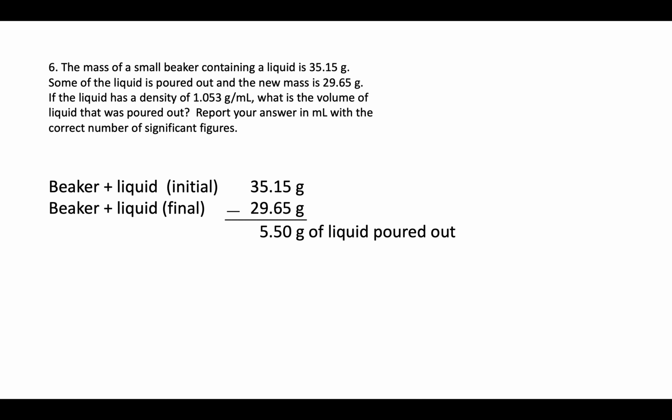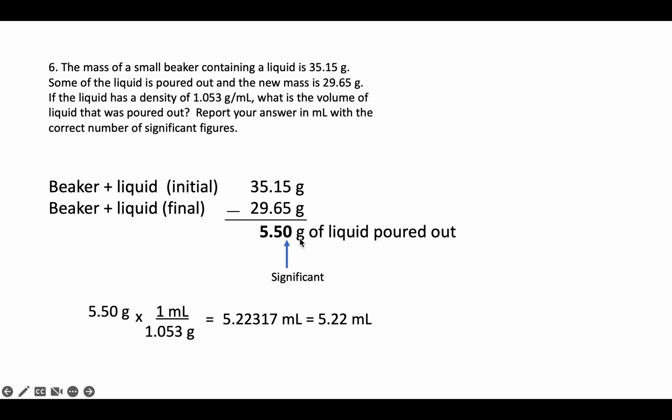So I initially have a beaker plus a liquid, which is 35.15 grams. We pour some of the liquid out. It's 29.65 grams afterwards. So I would have 5.50 grams of liquid poured out. That would be good to 2 decimal points. All those digits are now significant. So now we can use that with our density term.